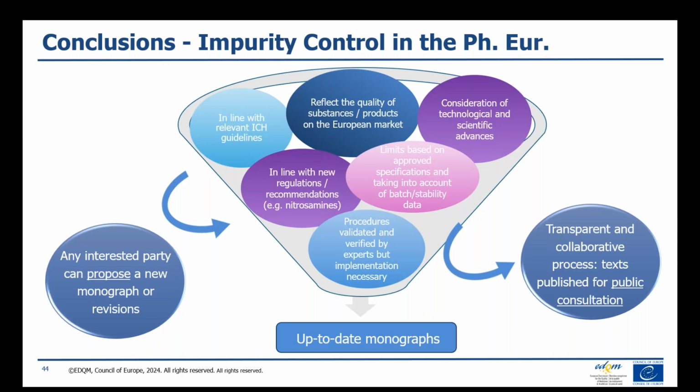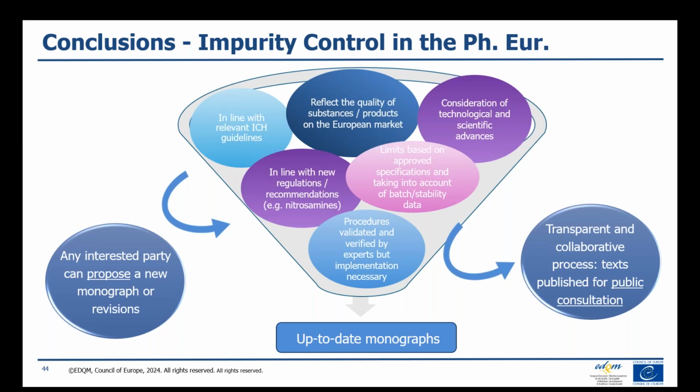Of course, if you are interested in working with us to elaborate a new monograph, or if you consider that a monograph needs to be revised, for example, if it is still a monograph written in an old style, don't hesitate to contact us. You can contact us directly, or you can contact the National Pharmacopoeia Authority. There is a link available here on the slide. For us, it is really important to also get your data to be in the position to keep our monographs up to date.